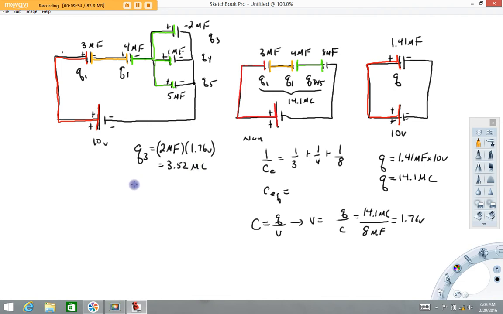Charge 4 is equal to 1 microfarad times the voltage 1.76 volts, and that one is 1.76 microcoulombs. Charge 5 is going to be 5 microfarads times the voltage 1.76 volts. And for that one, let's see what I get when I calculate that. I get 8.8 microcoulombs.